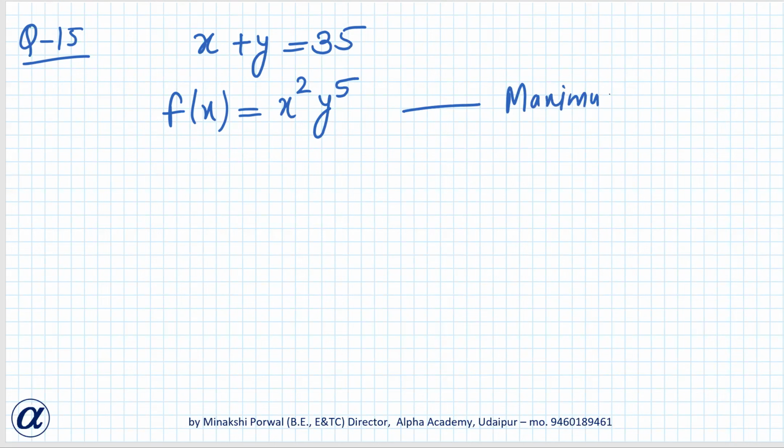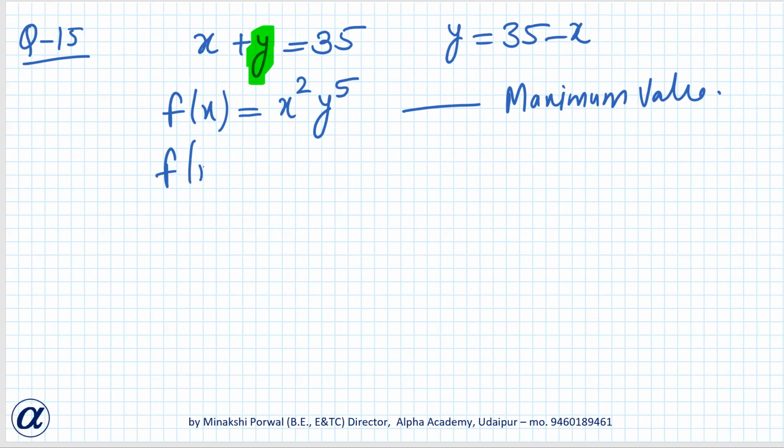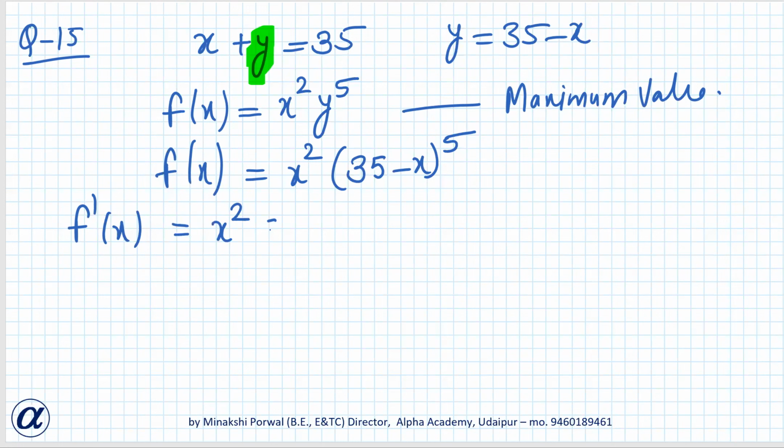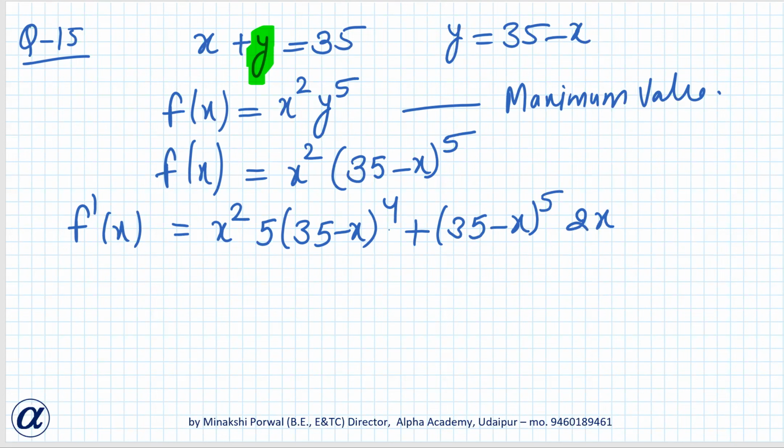Maximum value. Now first of all we'll replace y from here. y will be equal to 35 minus x, and f(x) will be equal to x square into (35 minus x) to the power 5. Now we'll obtain its first derivative, f dash x: first into d by dx of second plus second into d by dx of first. And here there will be minus 1 also.